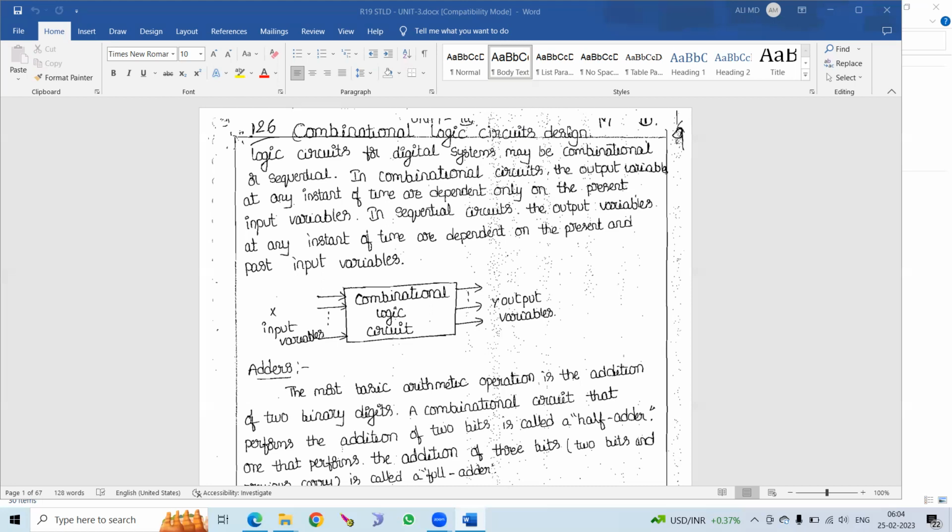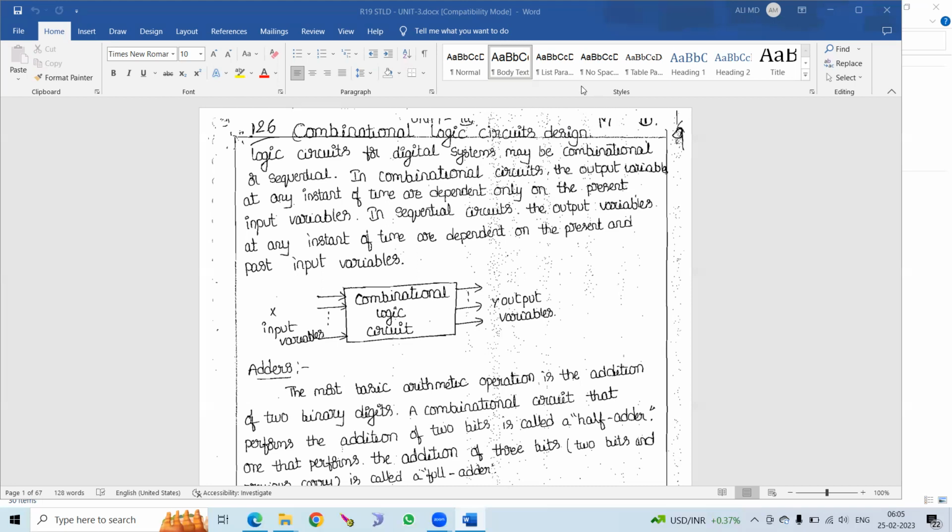There are different types of logic gates. The first is the basic logic gates, the second is universal logic gates, and the third is exclusive OR gates. So first, the basic gates.